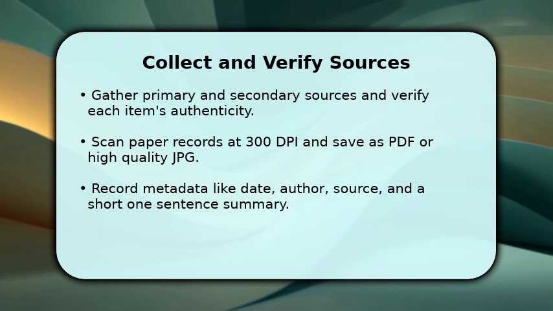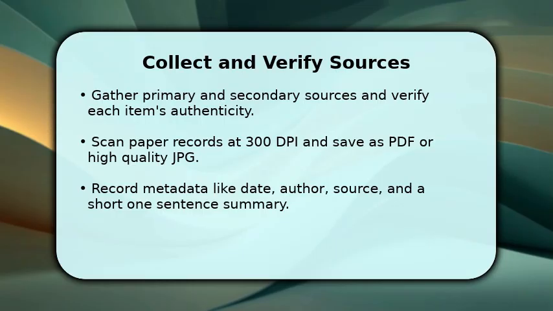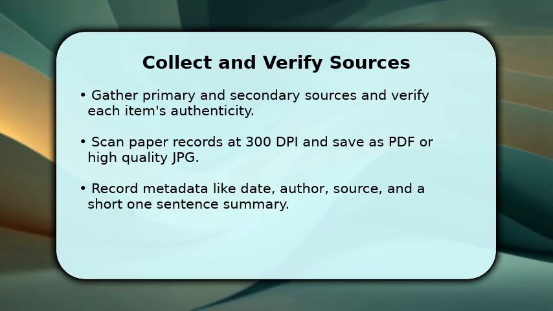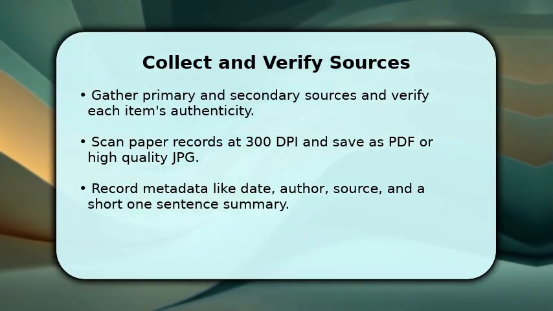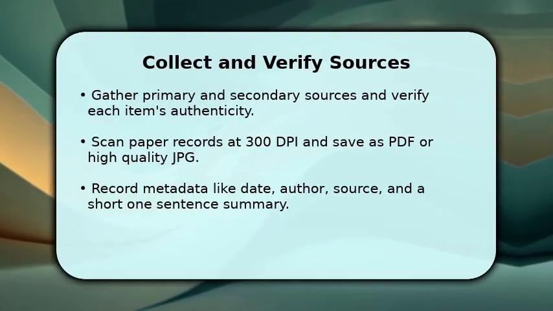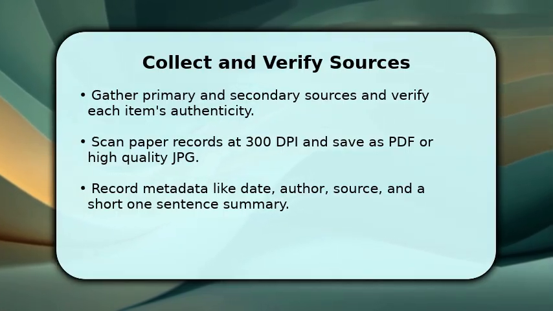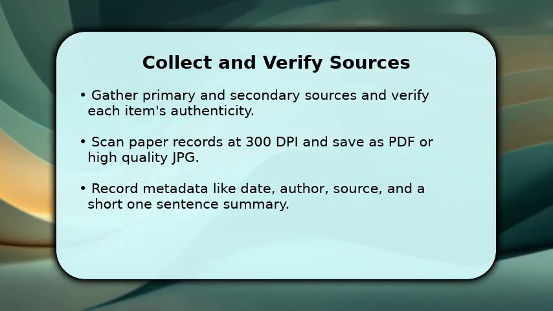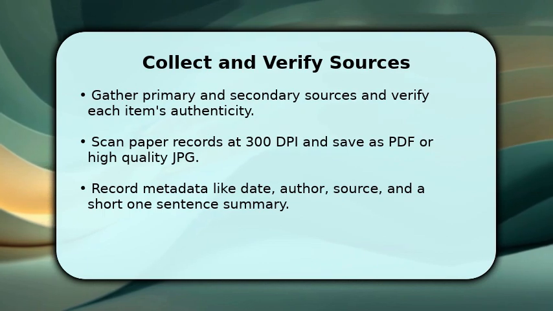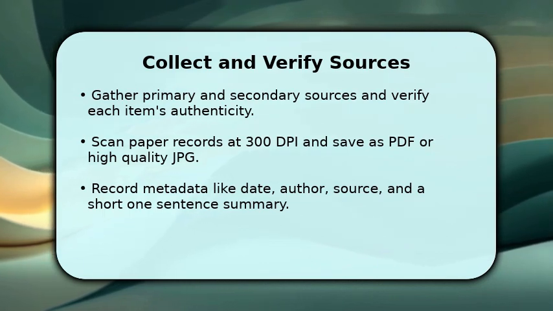Gather primary and secondary sources methodically and verify each item's authenticity. Contact owners and request permission when required before copying or digitizing records. Scan paper records at 300 dpi and save as PDF or high-quality JPG for images. Photograph 3-dimensional objects with consistent lighting and a scale reference.